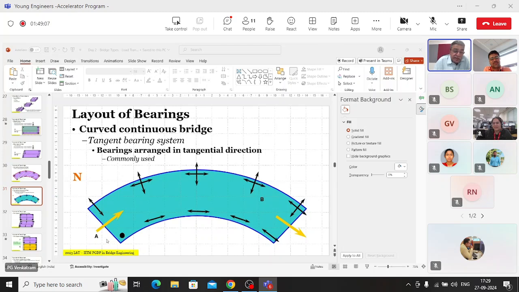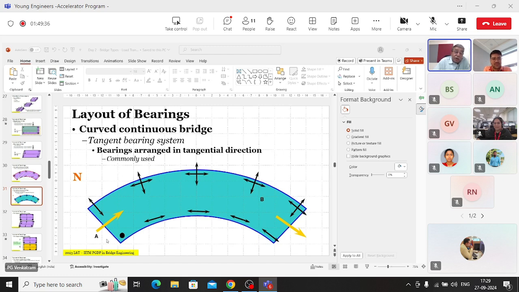Construction wise, what is easy? If I were to send you to the site and you have got say 4 into 30 meter, 120 meter continuously curved deck, and I were to ask you to install the bearings, which would you find easy? Polar or tangential? Tangential is easy to install, yes. That is why it is very common.